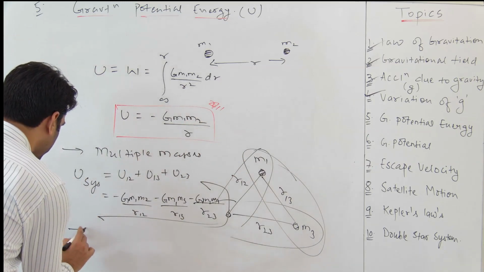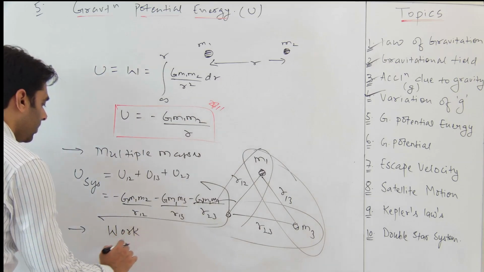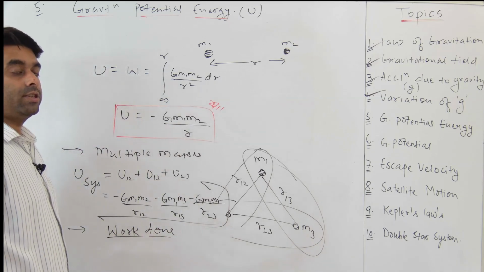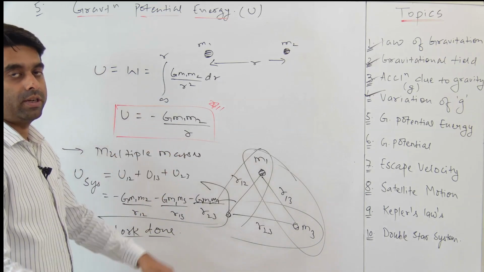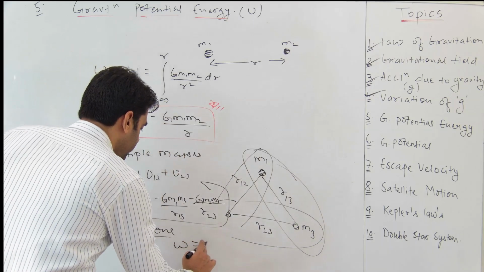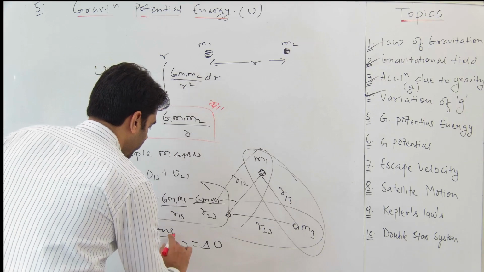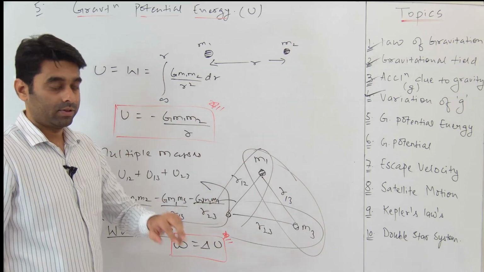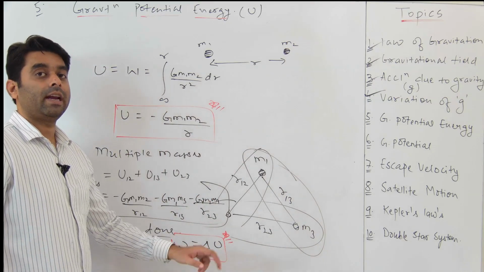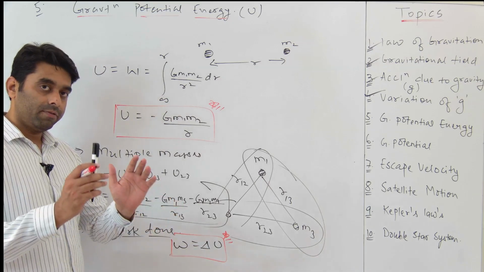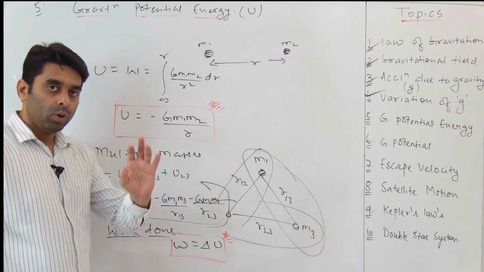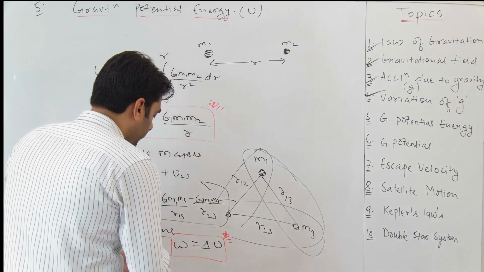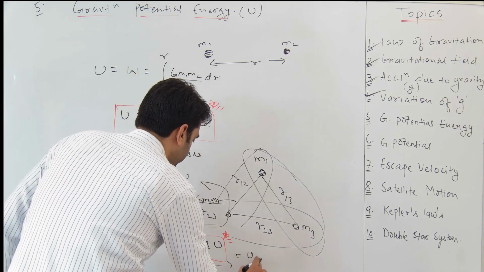Next we can also write down the work done to change the configuration of the system. If the configuration is changed slowly, that means at constant velocity, then the work done by the external force will be given as the change in potential energy. Sorry, I said velocity, not velocity but potential energy. So whenever the configuration is changed slowly, the work done will be the change in gravitational potential energy, which is U final minus U initial.